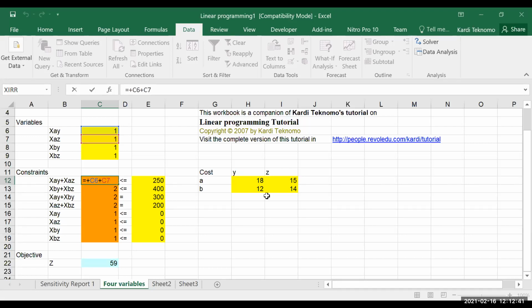You know how to use Excel, isn't it? Yeah, but not all. Just typing. Can you just type? And then you also type later on the objective function. So you have the cost, you type again 18, 15, 12, 14 there. And then the objective function, you multiply each of these variables with the cost. So can you do it?